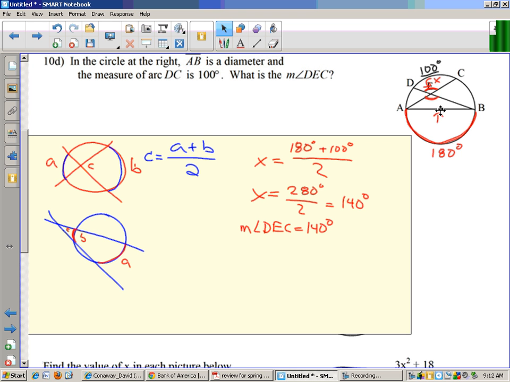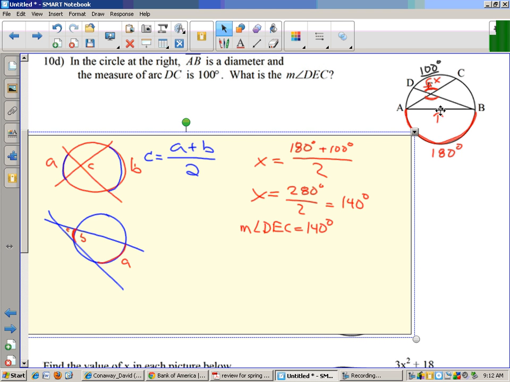The angle in the center will be the average of the two arcs. And when it's outside, like the blue one down here, then it's the average of the two arcs, but one of those arcs is a negative number.